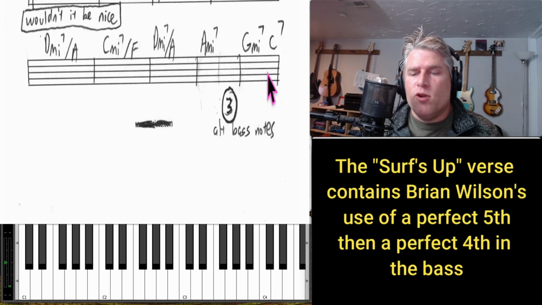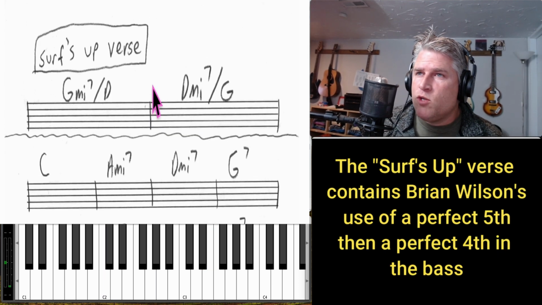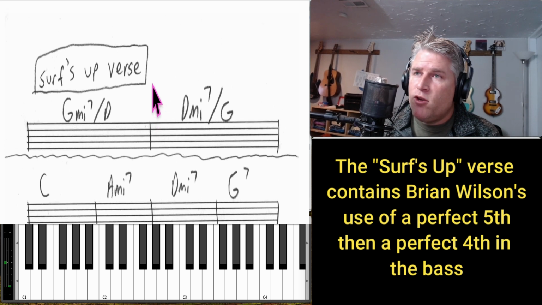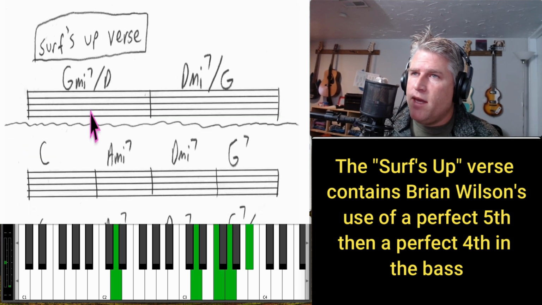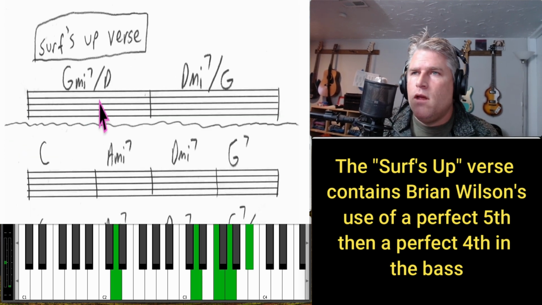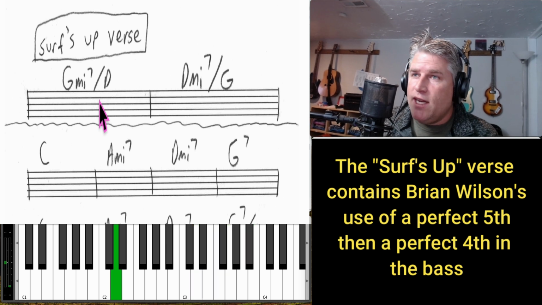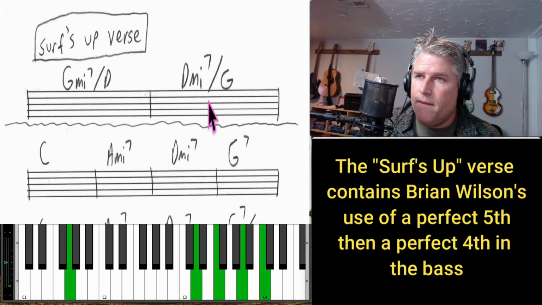Also, let's take the verse of Surf's Up, which is 2 amazing chords with 2 amazing bass notes. You have G minor 7 over D. It's the perfect fifth in the bass. To D minor 7 over G. That's the perfect fourth in the bass.